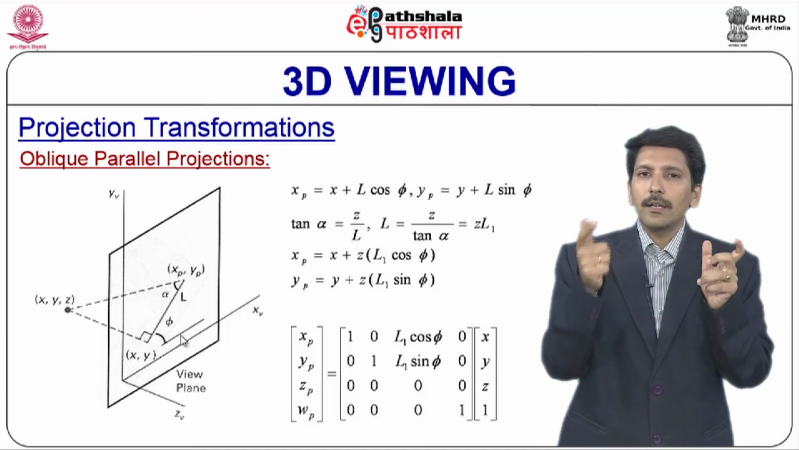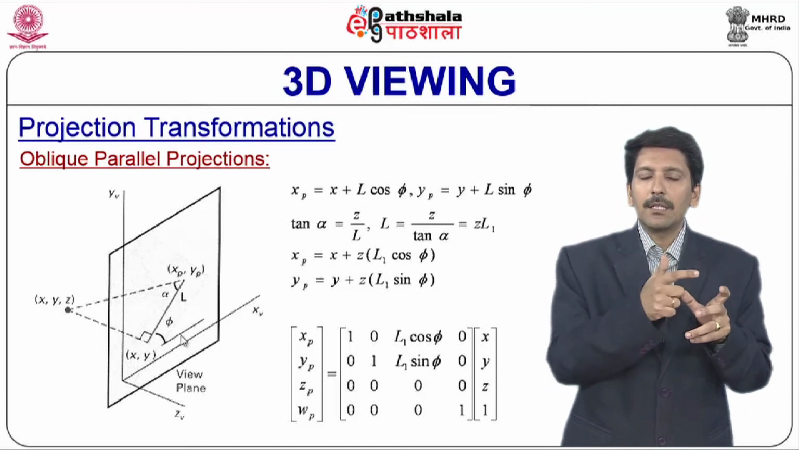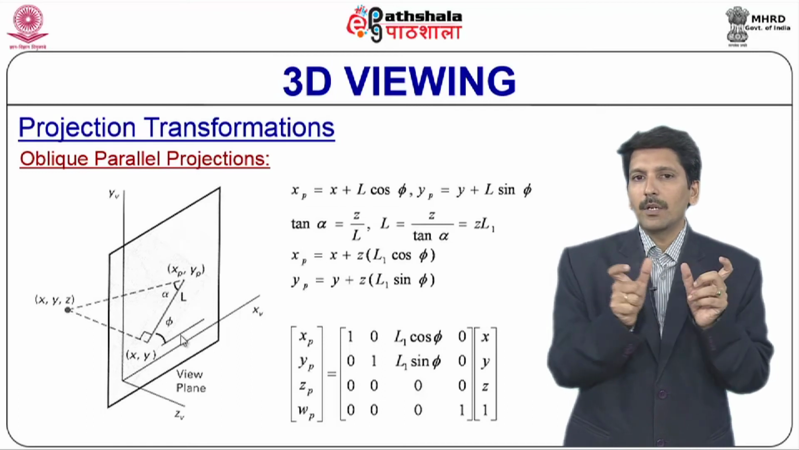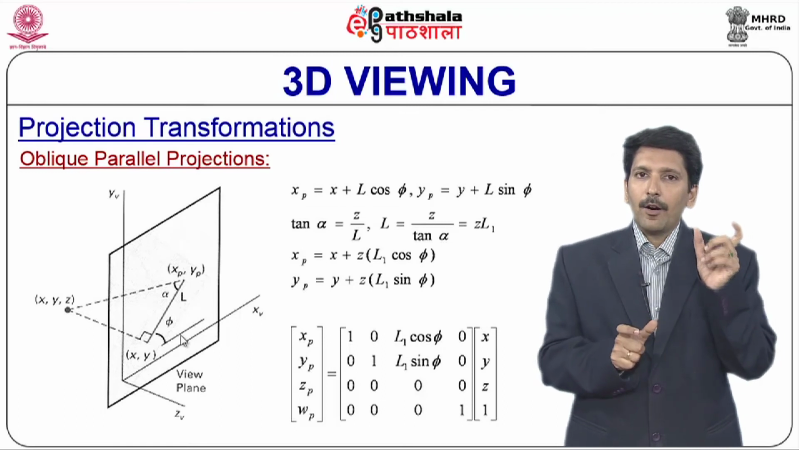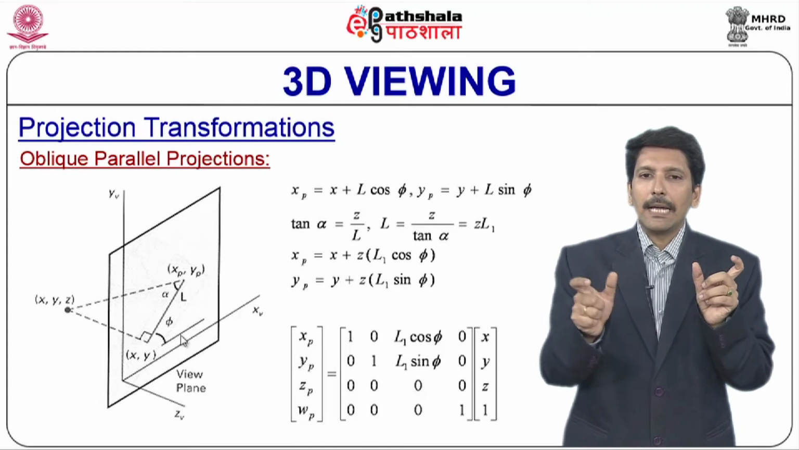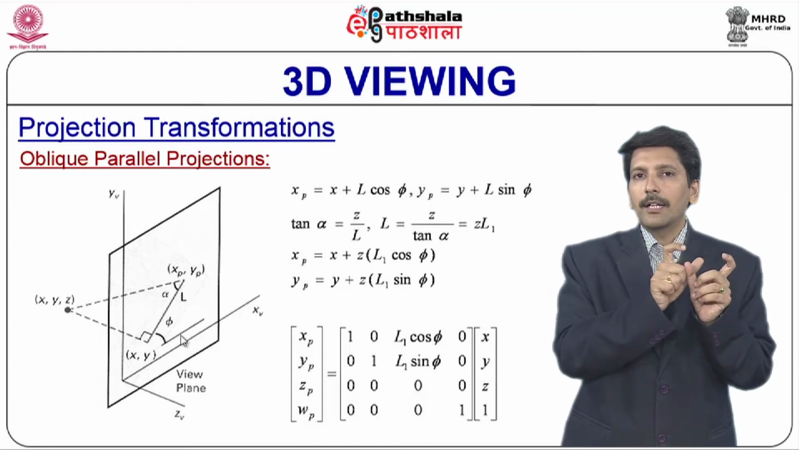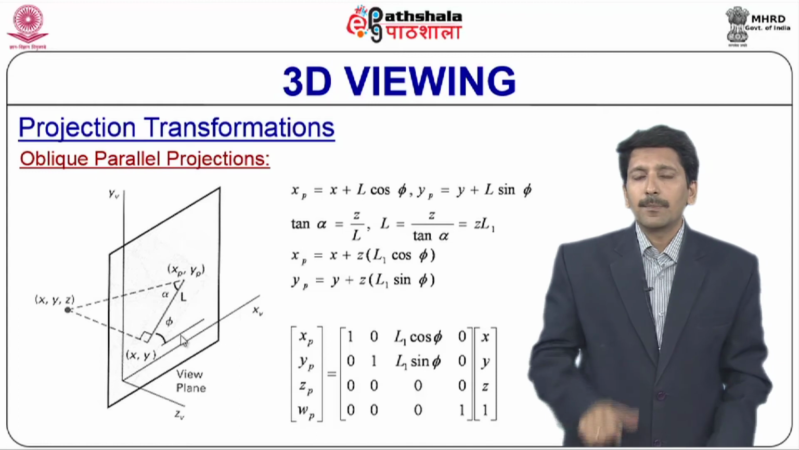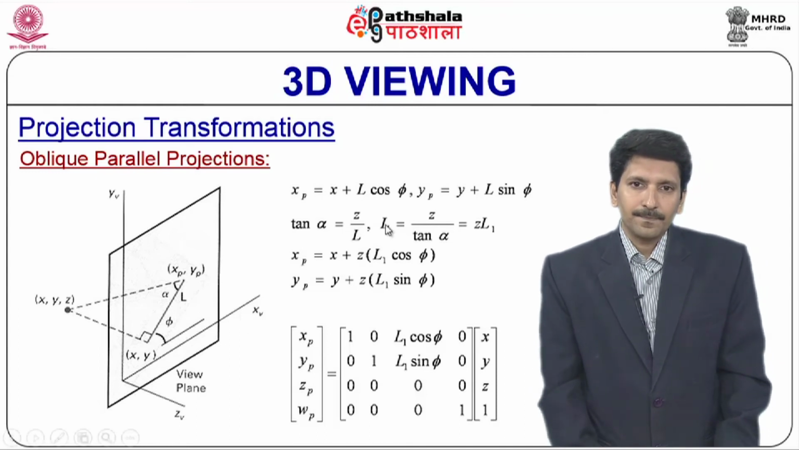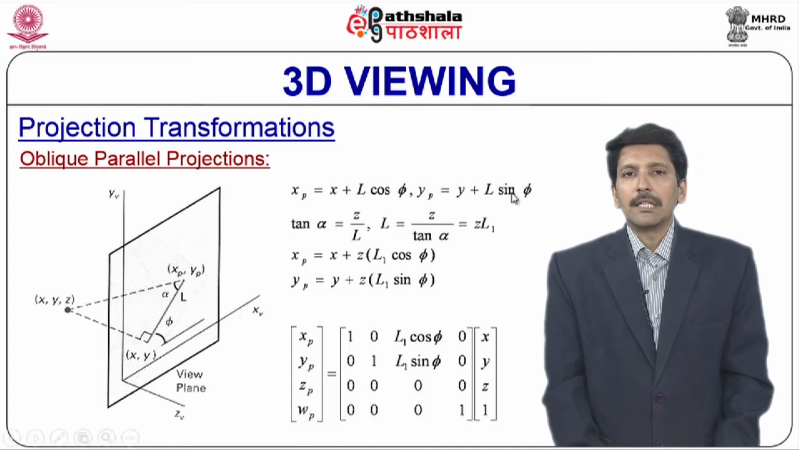So, what is the aim? We want xp. What is xp? Xp is equal to x plus L cos phi. If you convert this, cos phi is equal to xp minus x by L, and xp is equal to x plus L cos phi, is the first equation. Similarly, you can derive sin phi.